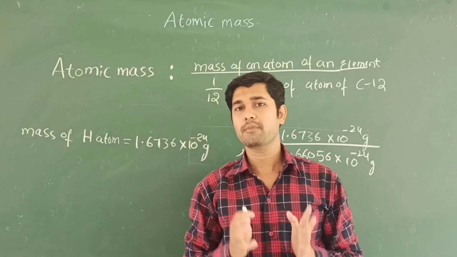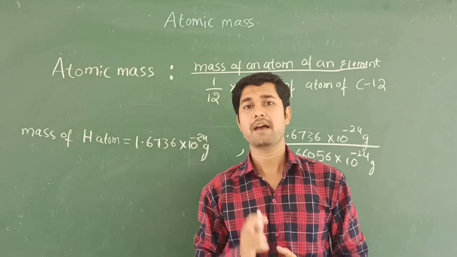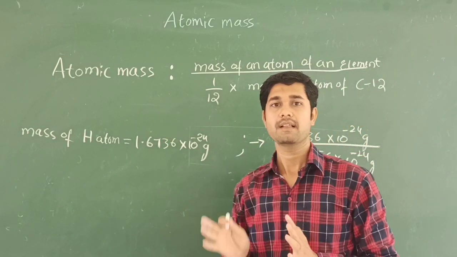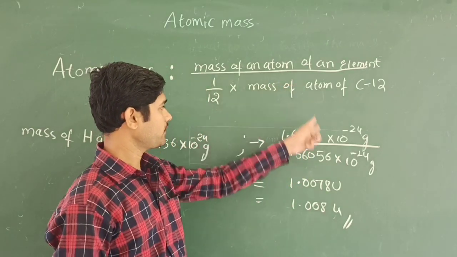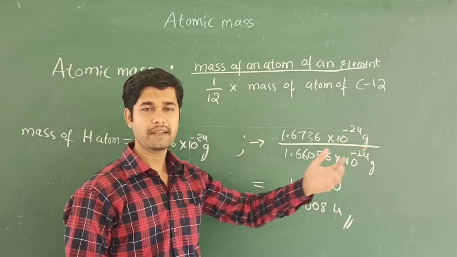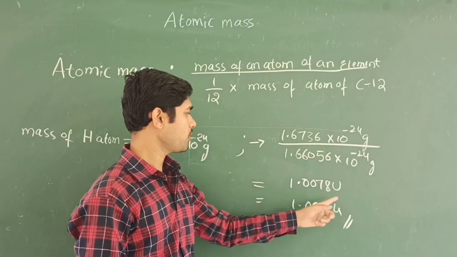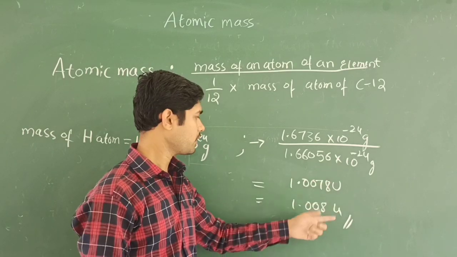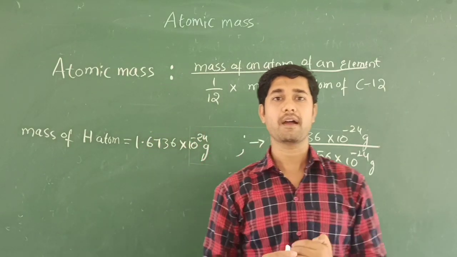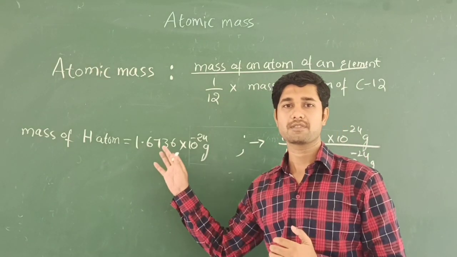For example, you know the atomic mass of oxygen is 16. That means one atom of oxygen is 16 times heavier than 1/12 of the mass of the carbon 12 atom. So this is the understanding of the atomic mass. In terms of atomic mass unit, the mass of an atom of an element, 1.673 into 10 raised to minus 24 gram, divided by 1/12 into the mass of carbon 12, which we already got as 1.66056 into 10 raised to minus 24 gram. After cancellation, we get 1.0078 unit, or rounded, 1.008 unit. Therefore, the atomic mass of a hydrogen atom in terms of AMU is 1.008 unit. So this is the understanding of the concept of the atomic mass.